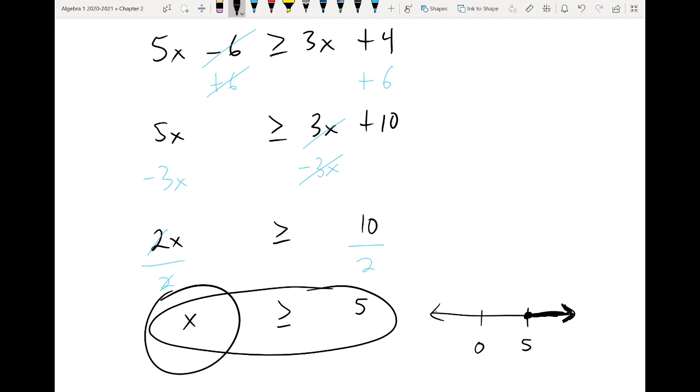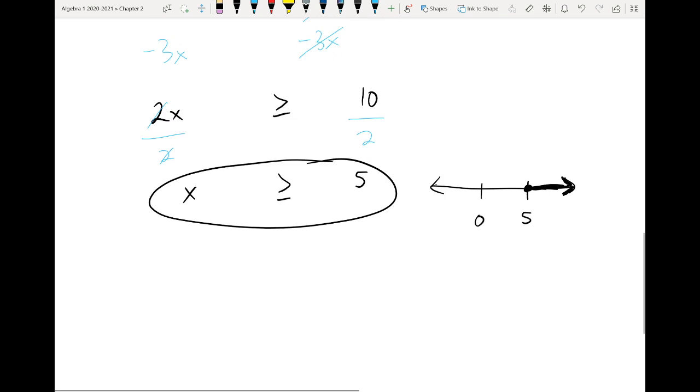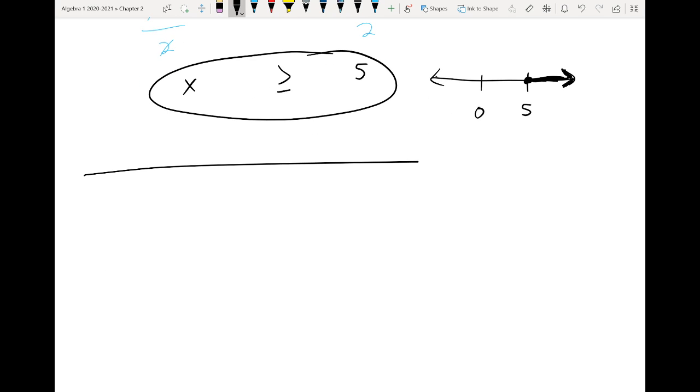Again, when our variable is on the left, we can use the direction that the inequality points as guidance, right? And of course, we read that as x greater than or equal to 5. When we shade to the right, it demonstrates the greater than idea in the inequality.